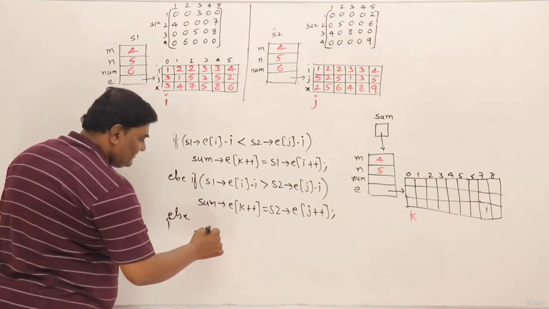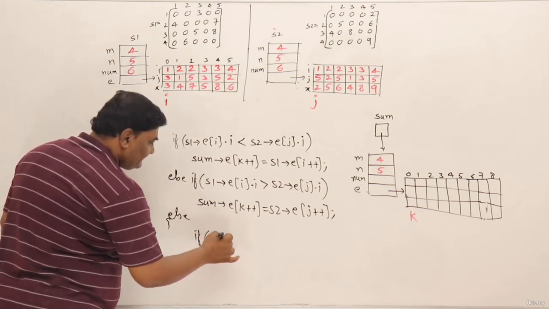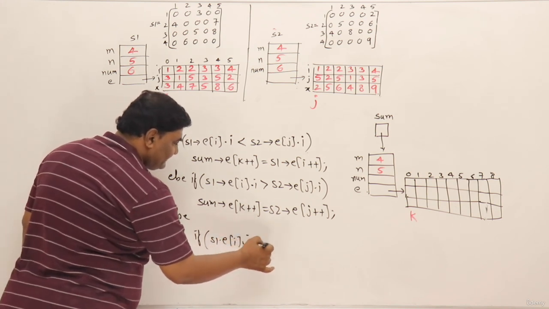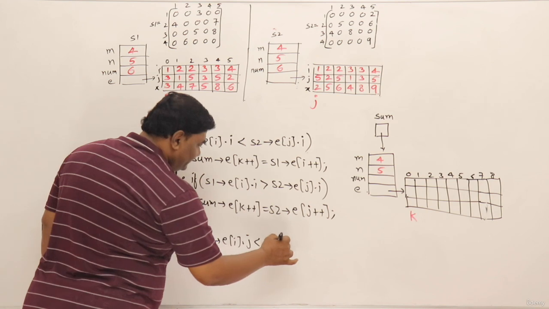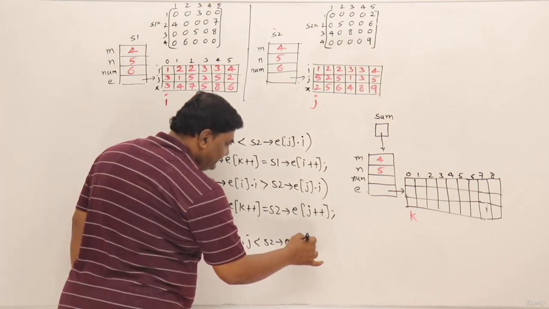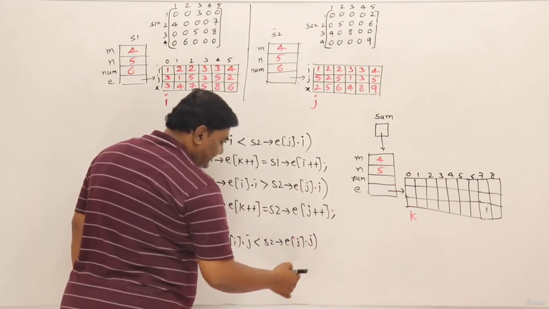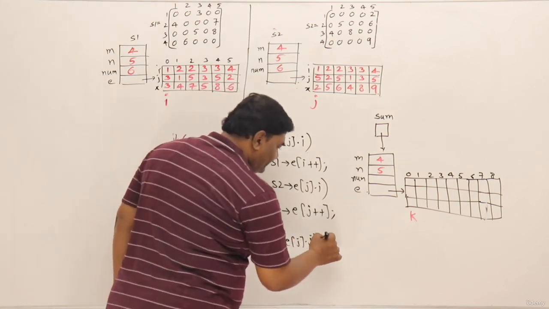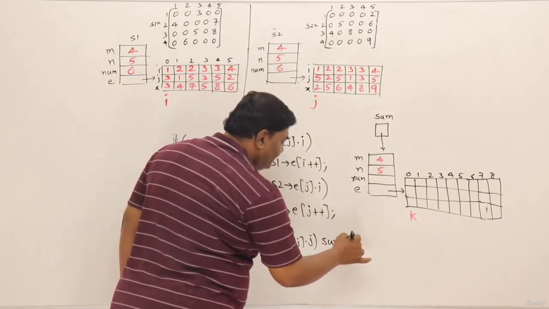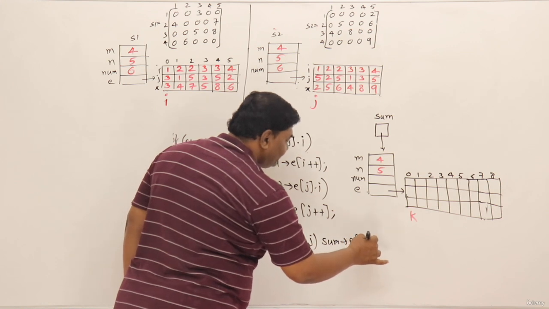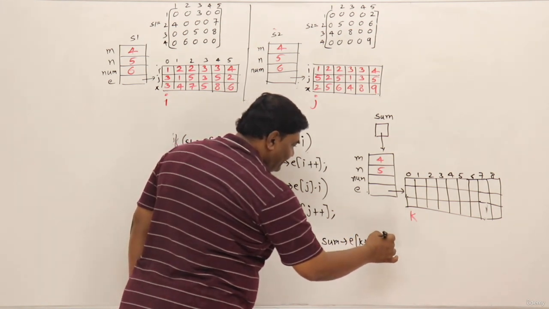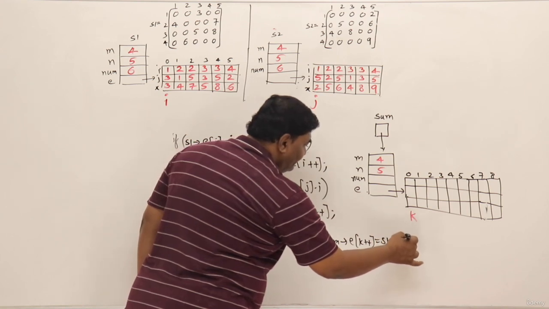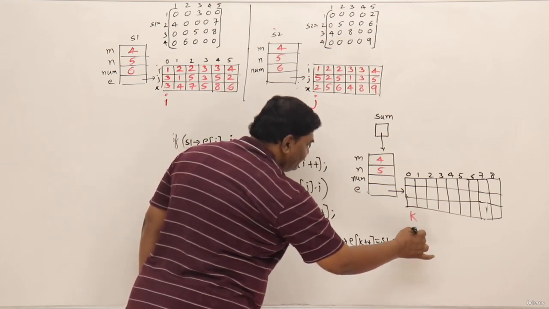If S1's E of i dot j is smaller than S2's E of j's column, then copy this element first. So I will continue in the same line. So copy in sum's E of k plus plus, copy S1's E of i plus plus.